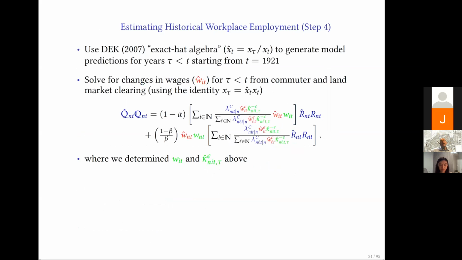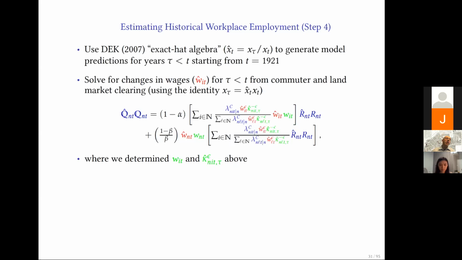Well, in 1921, we see everything and the model is in equilibrium, apart from the wages we solved for earlier. The model is in equilibrium in 1921. We want to predict things going back in time. And so I'm going to label every earlier year tau, that's before 1921, that's earlier. And I want to make a prediction back to year tau.